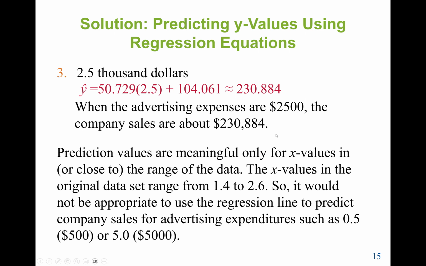Here we say that prediction values are meaningful only for x values in or close to the range of the data. The x values in the original data set may range from 1.4 to 2.6. So it will not be appropriate to use the regression line to predict company sales for advertising expenditures such as 0.5 or 5.0.